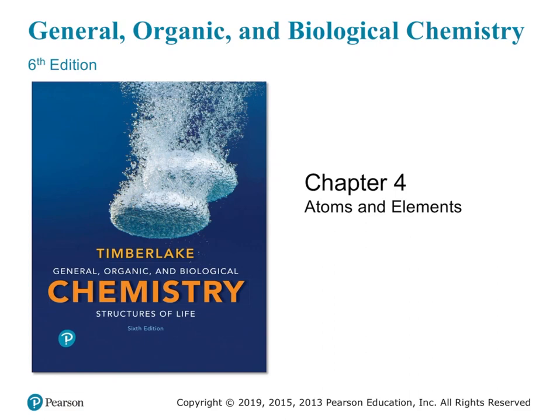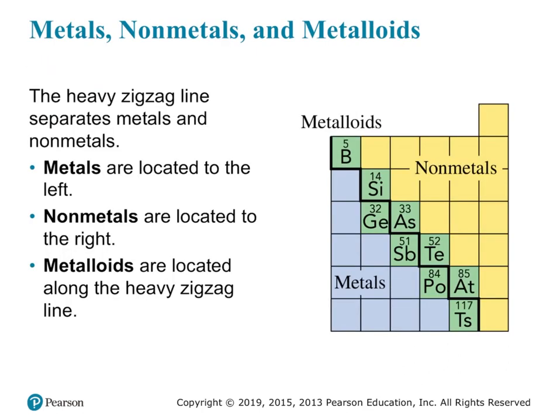Hello. In this video, we're going to continue our discussion on elements. Specifically, we're going to talk about metals, nonmetals, and metalloids. So on our periodic table of the elements, there are a few elements where we can draw this zigzag line. And that's sort of the dividing line between metals and nonmetals. But additionally, along that diagonal line are some elements highlighted in green that are called metalloids.